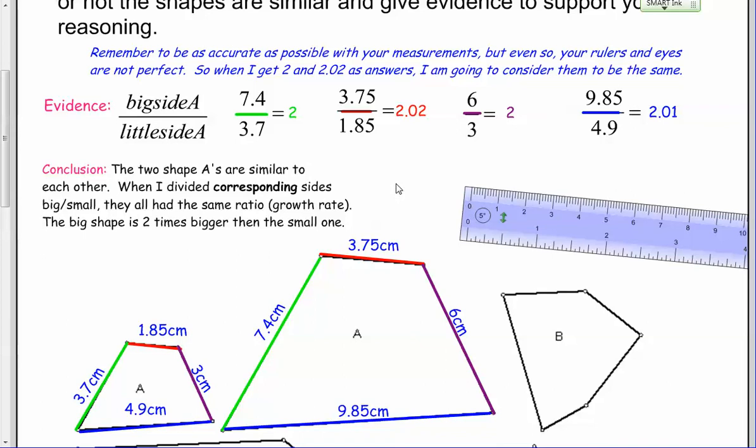Remember when I told you about my son and his big feet yesterday? His feet grew way faster than the rest of him, so he's not proportional.